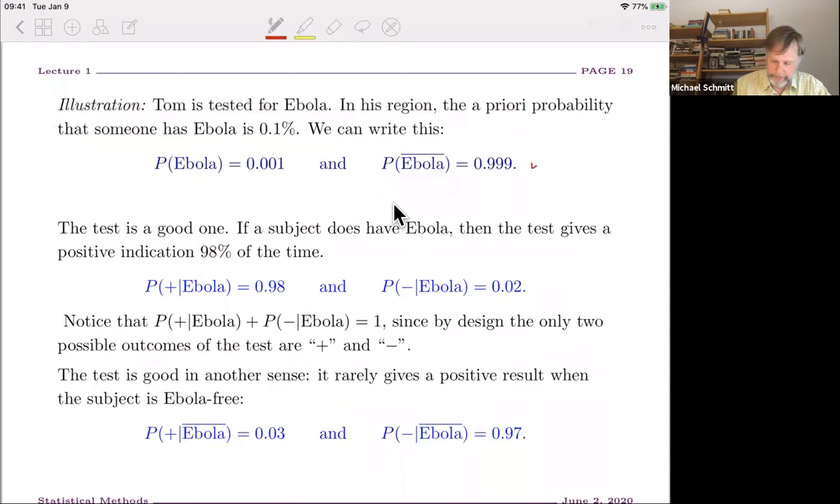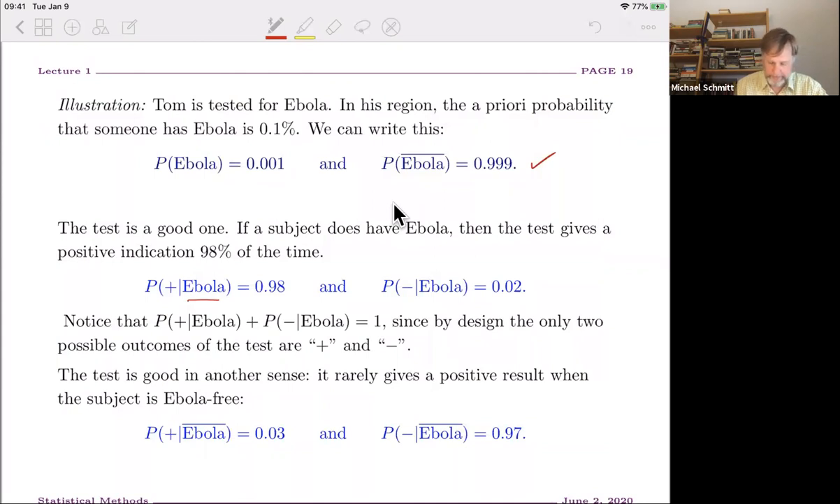So this just repeats that. Now, the test that he's taken is a good one. And what that means is that if he has Ebola, the test is positive for Ebola 98% of the time. It gives a negative, a false negative, 2% of the time. So this is a good test because most of the time the outcome corresponds to having Ebola or not having Ebola.